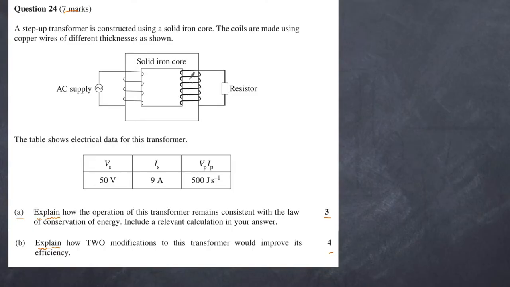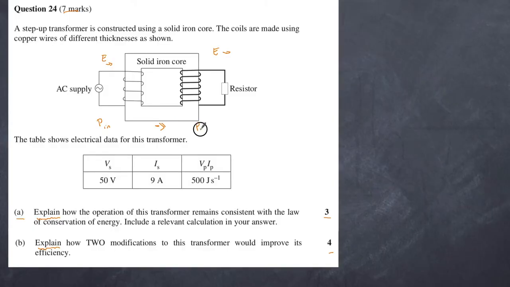If conservation of energy says that the energy going in has to be equal to the energy going out, that means also the power input has to be generally equal, or it can be dropping to the power out. So now let's have a look at our data. We've got our secondary voltage and our secondary current, and here we've got our primary current and primary voltage combined. So this is our power input, 500 joules per second or 500 watts.